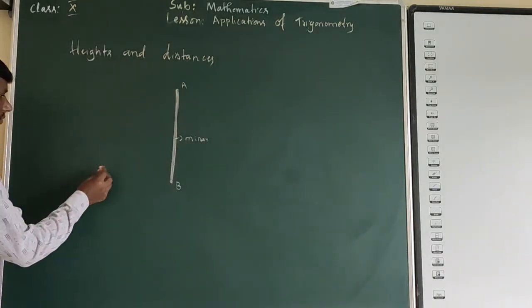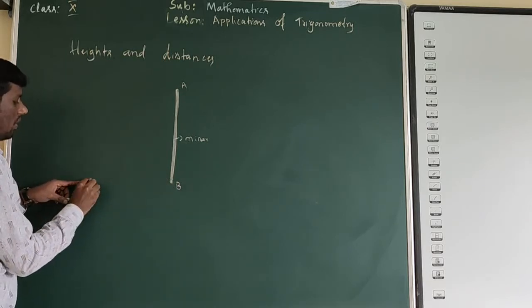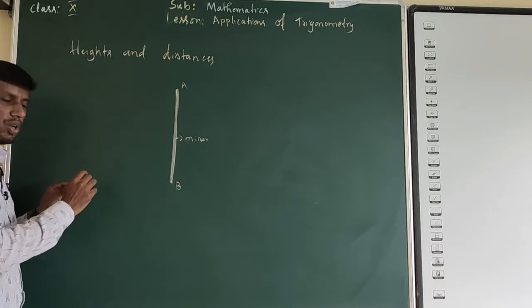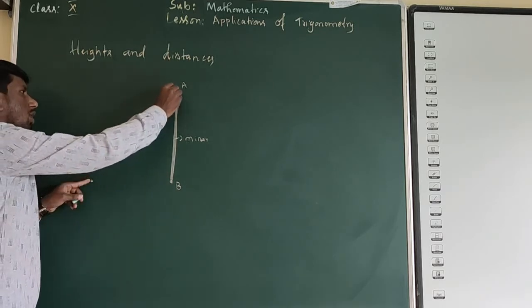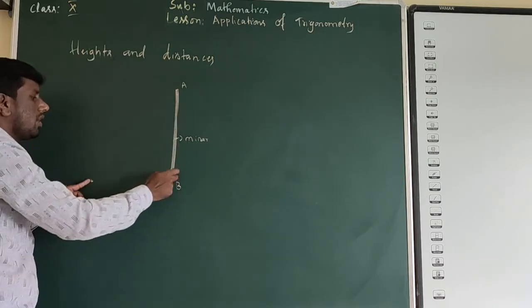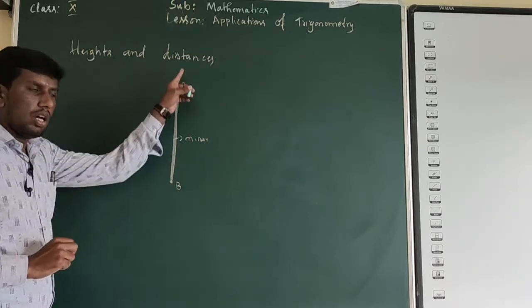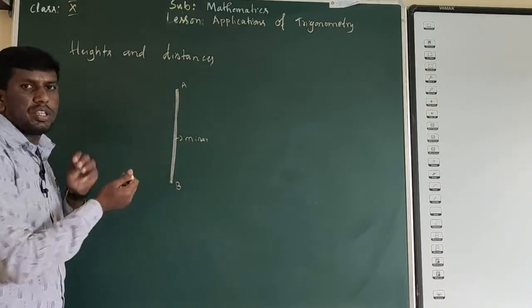Now we are standing somewhere else, at some distance away from the minar. Suppose we are standing here. This point represents the observer. You are standing here and you are seeing the top of the minar, and you need to measure the height of the minar without actually measuring it.